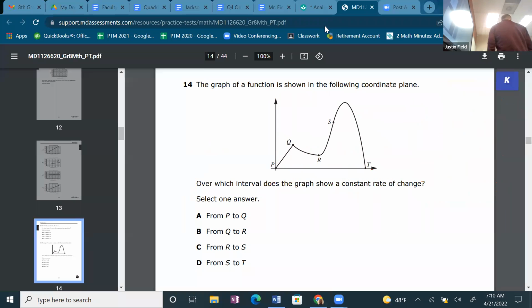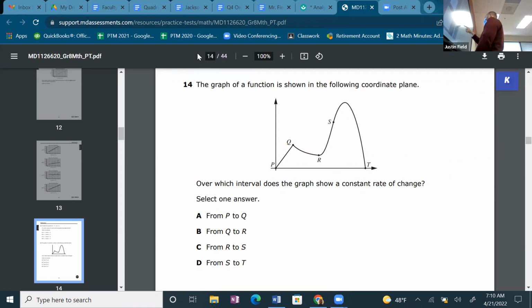Are you guys tired? You want to stop after this? Yes. Okay. The graph of a function is shown in the following coordinate plane. Over what interval does the graph show a constant rate of change?